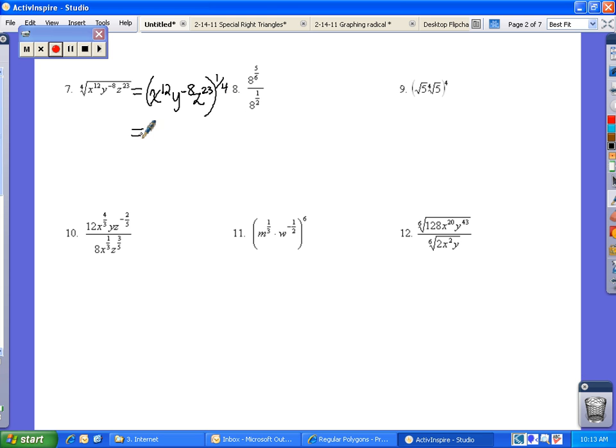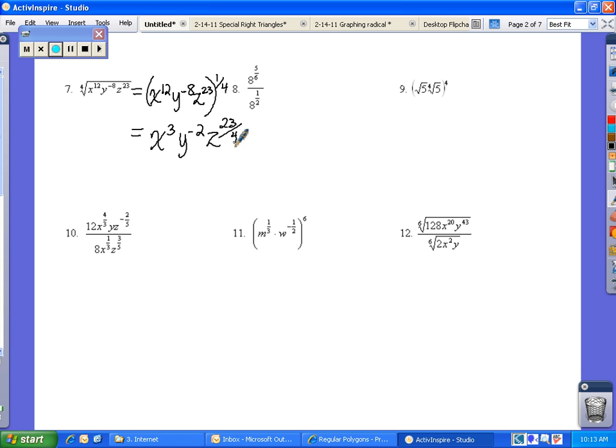So now you know you're going to multiply the exponents because it's powers to a power. So that will be x to the 3rd because 12 times 1/4 is 3. y to the negative 2 because negative 8 times 1/4 is negative 2. And z to the 23 over 4.